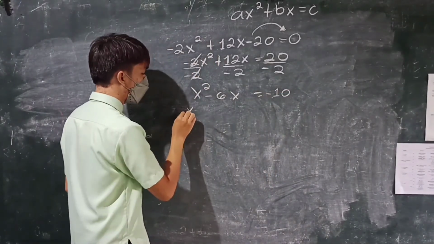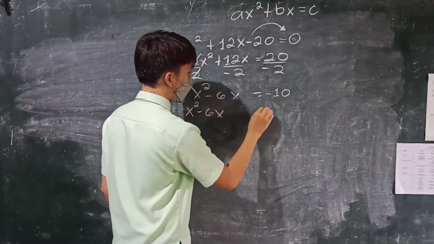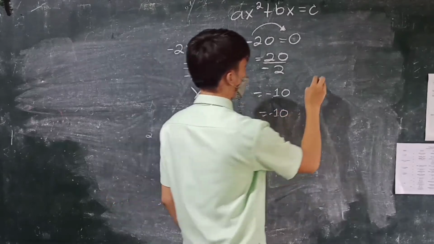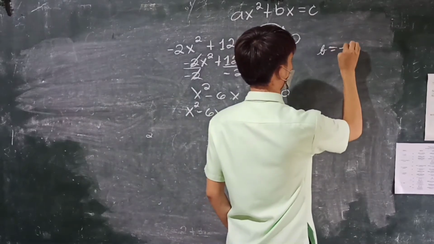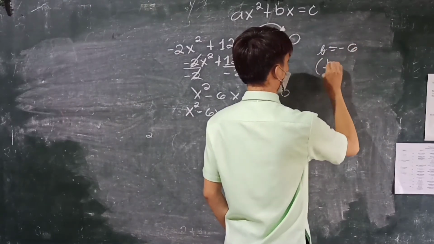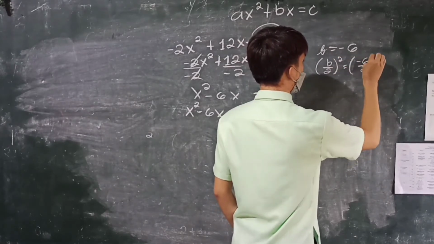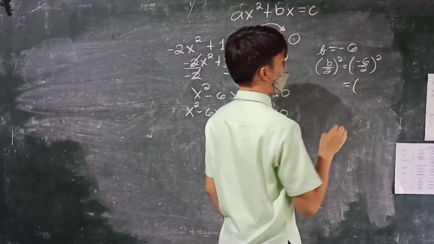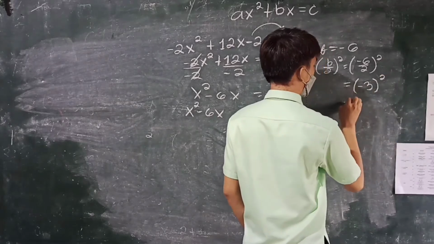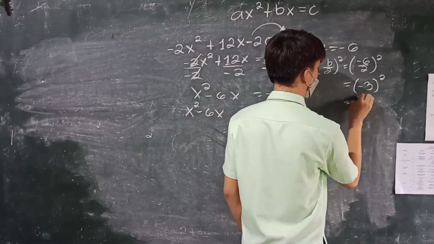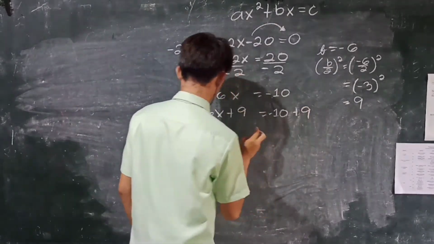Next, we are going to add the square of half of the coefficient of the middle term. So for this case, we have here b, which is equal to negative 6. We have (negative 6 over 2) squared. Negative 6 divided by 2 is equal to negative 3. Negative 3 times negative 3 is positive 9. So, plus 9 plus 9.